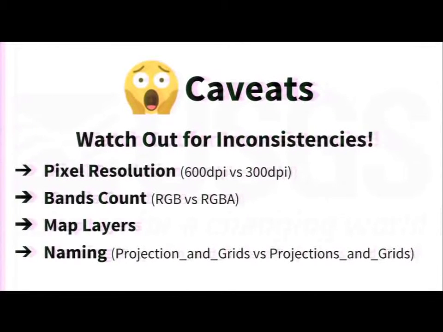So again, caveats. Watch out for pixel resolution, band count, and map layers. Like I said earlier, there are some map layers that are on some topos and not on others. Also naming. This is disappointing, but I've found some layers which should be the same are named incorrectly or named differently. Example: projection in grids versus projections in grids. You've got to watch out if you do want to do a similar project for yourself.